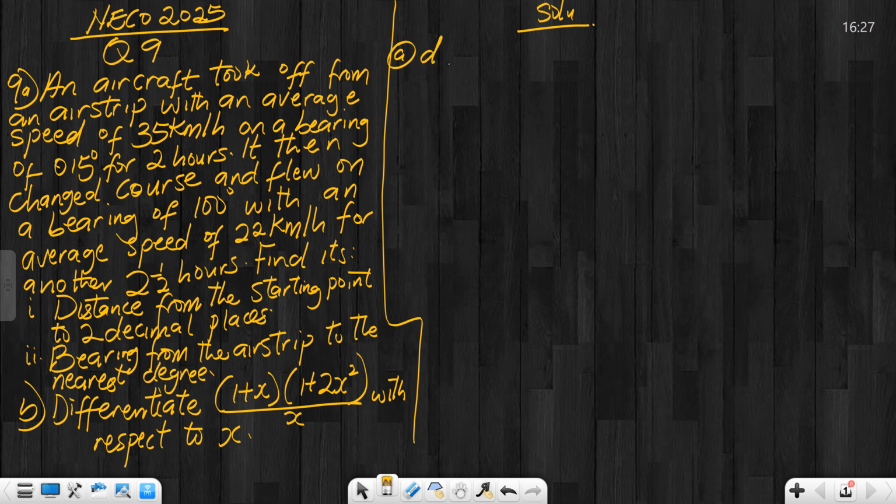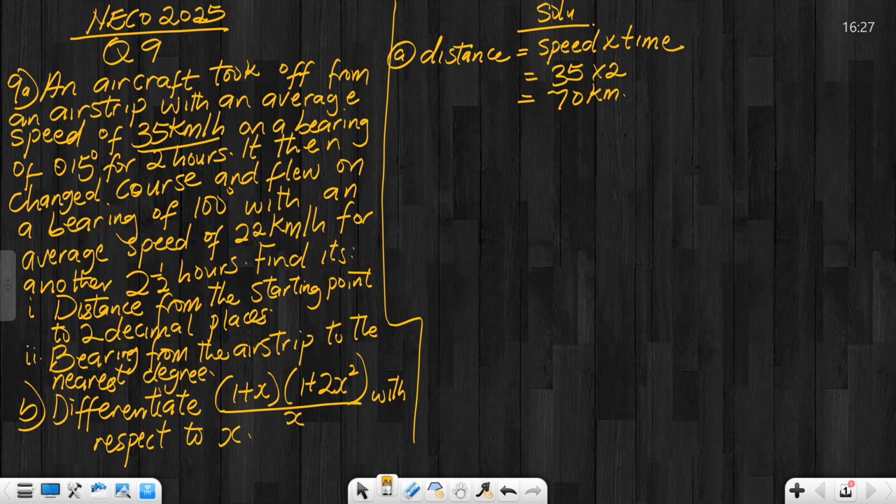Distance equals speed times time. When you look at the question, we are given speed and we are given time, and we need the distance. So here, this will give me what? 35 for the first course. That will be 35 times 2 hours, and that will give me 70 km. That's for the first leg.